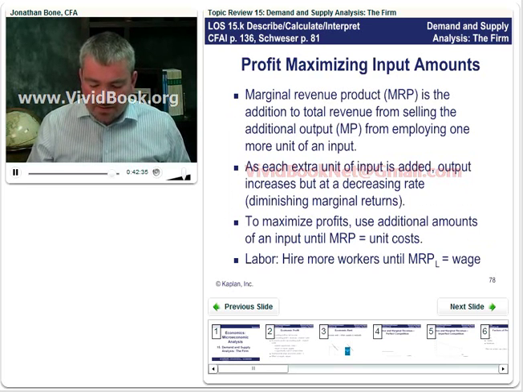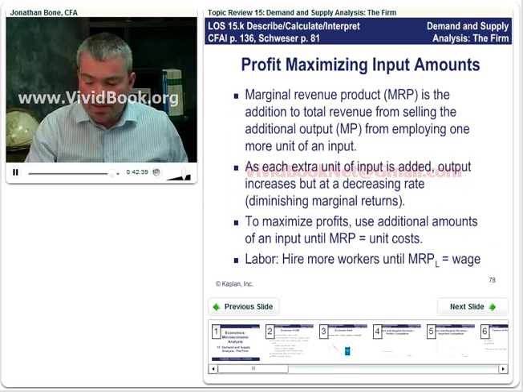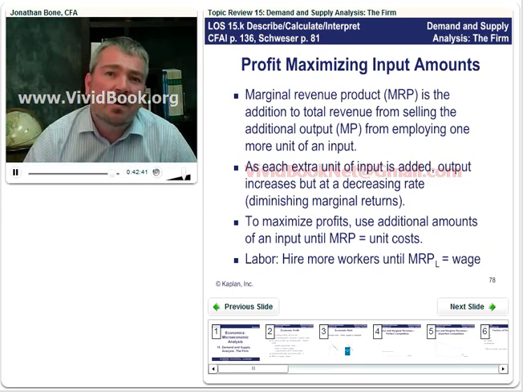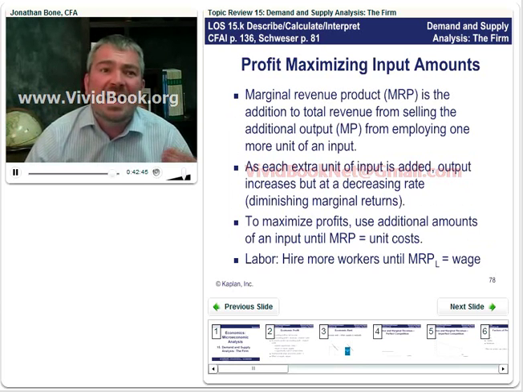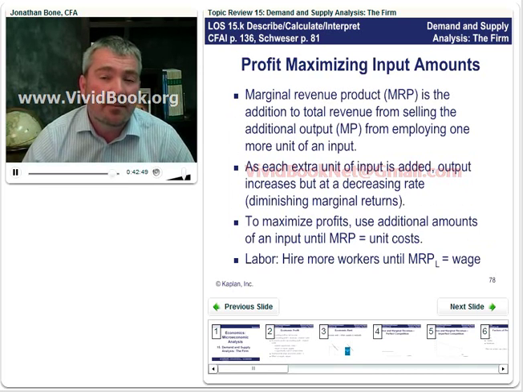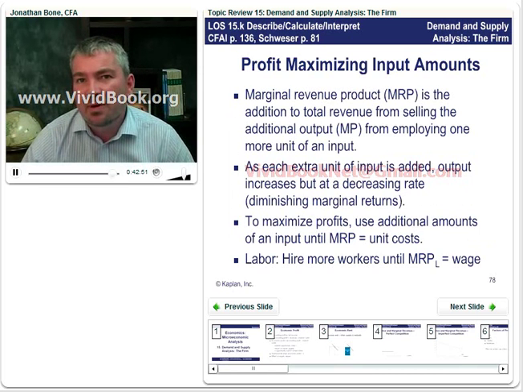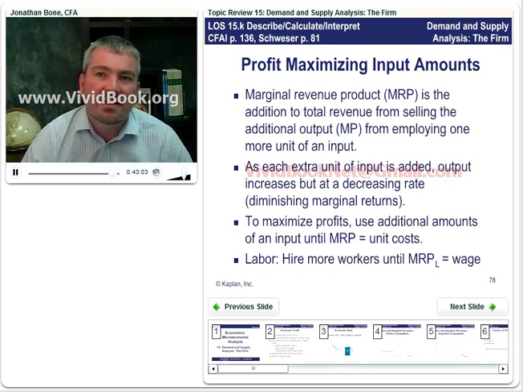Okay, let's talk about some profit maximising input amounts. We're going to introduce a new term here, and that is the marginal revenue product. We've talked about marginal product, and we said it's the additional output that one extra worker could generate. What is marginal revenue product? Well, it's the additional revenue from selling the additional output. In other words, you employ one extra unit, they produce the marginal product. This is therefore the revenue that you get from selling that marginal product.